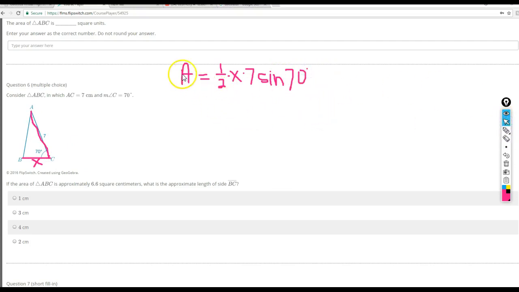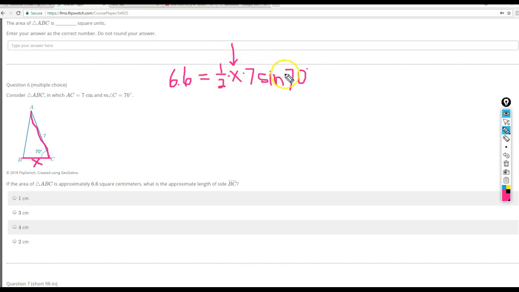Now, we know the area, so our area actually equals 6.6. So by substitution property of equality, I can write 6.6 right there for our area. And if we look, our unknown side length represented for BC is represented by X. So now I need to solve for this.